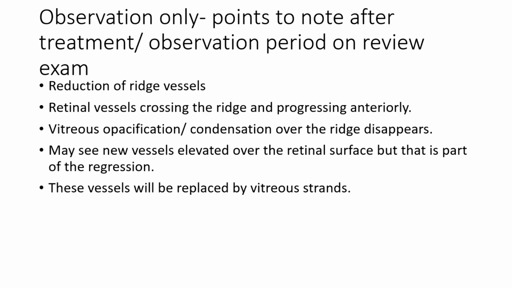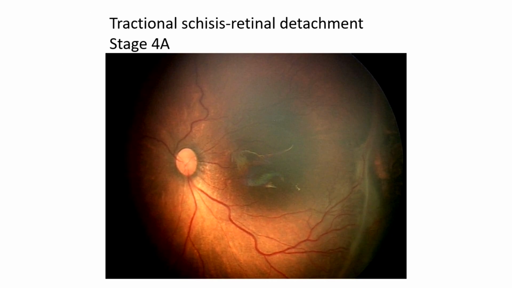retinal vessels are crossing the ridge and progressing anteriorly, whether there is vitreous opacification or condensation over the ridge. We may see new vessels elevated over the retinal surface, but that is part of regression. These vessels will eventually be replaced by vitreous strands. Yeah, so this is a tractional schisis. If you see very carefully, those are a two-dimensional picture. You can actually see the vessels are elevated, but it's not TRD.